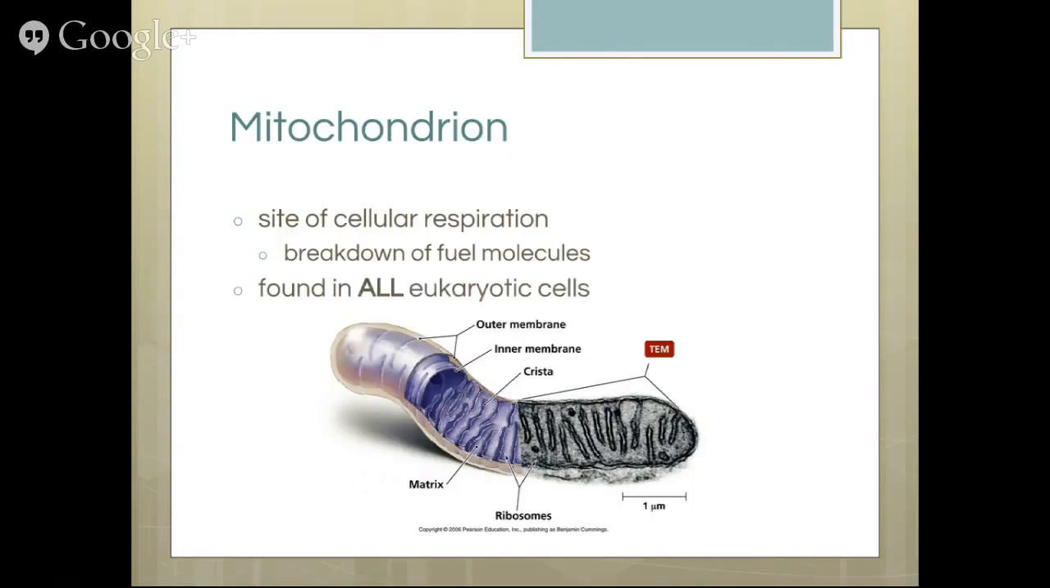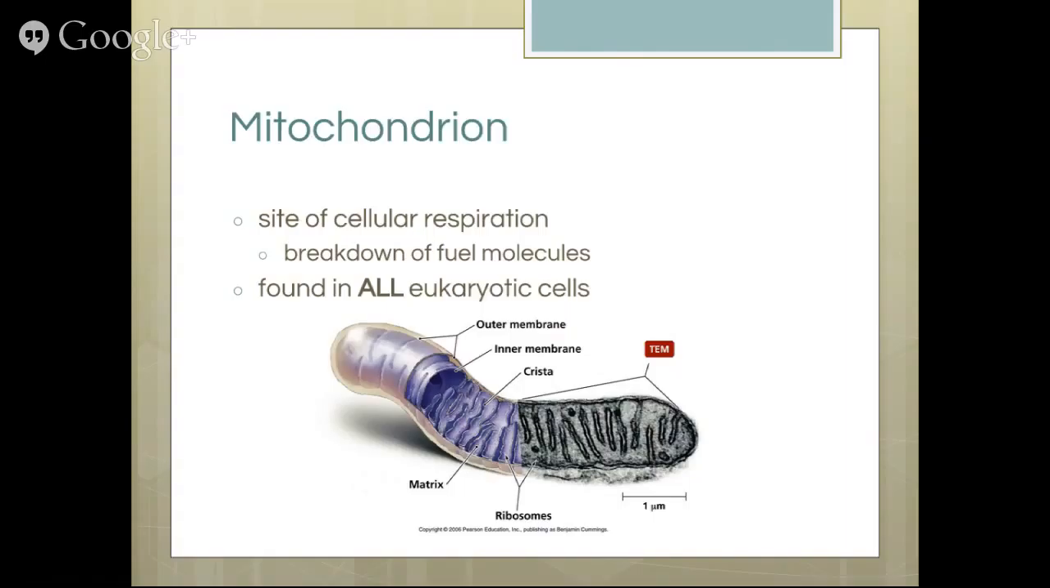And these are found in all eukaryotic cells. Every one of them has them. Plants, animals, fungus, protists, they all have mitochondria. And it's very important that you realize that they all have them. A lot of times people think because of the difference between mitochondria and chloroplasts, only animal cells have mitochondria, but all cells actually have mitochondria.